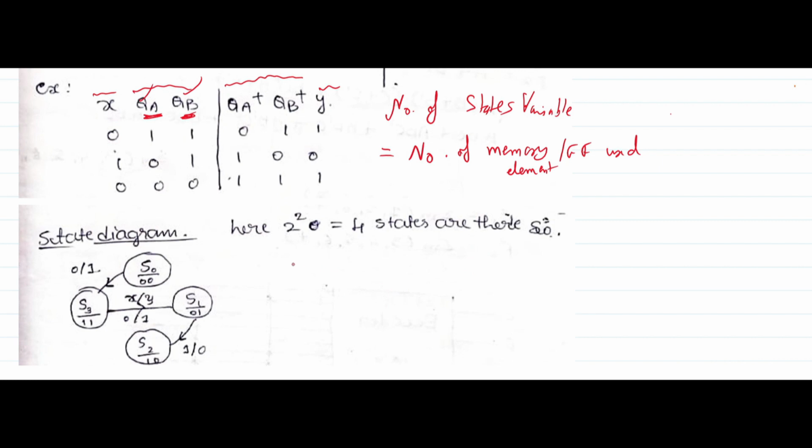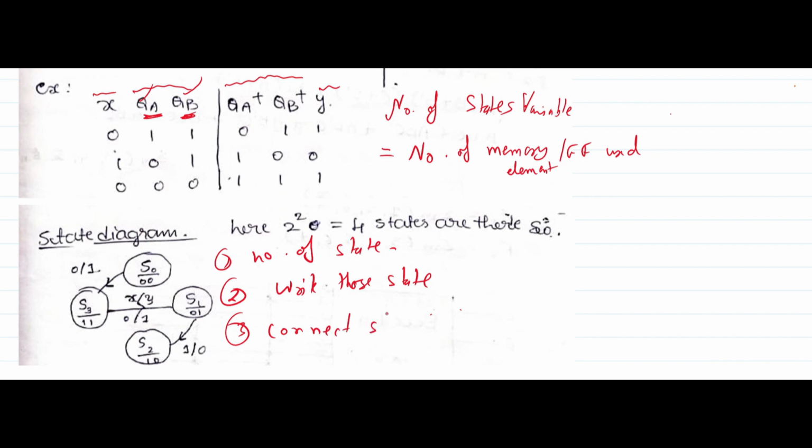Now how to draw a state diagram from a state table? For that you should first identify the number of states. First step is to identify the number of states, right? Then make those states, or encircle those states. Okay, so write those states. Now connect the states using the relation given in the table.